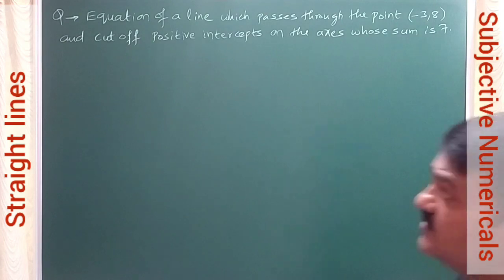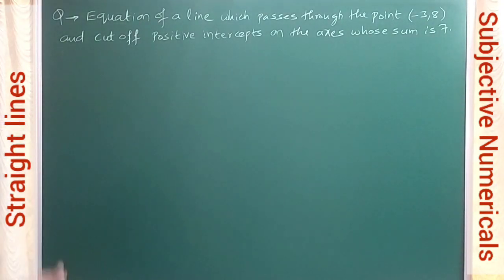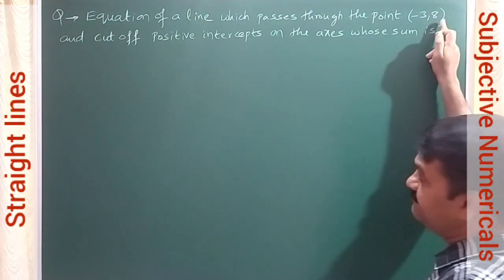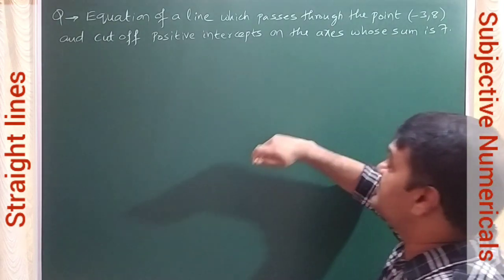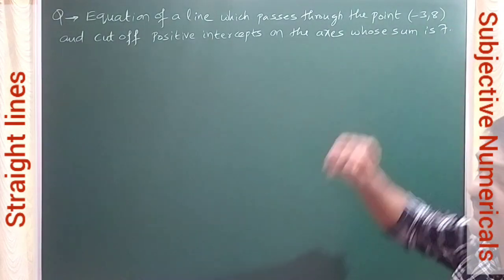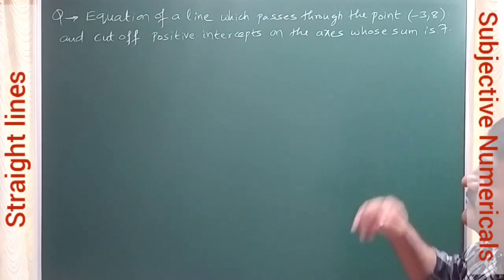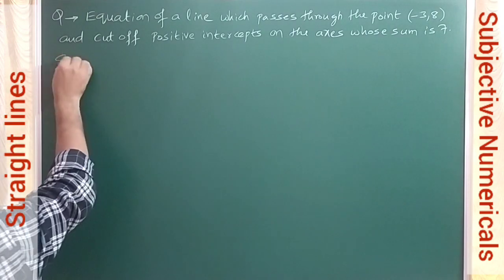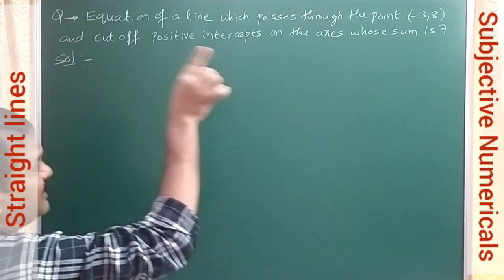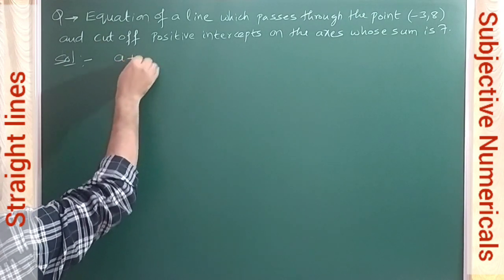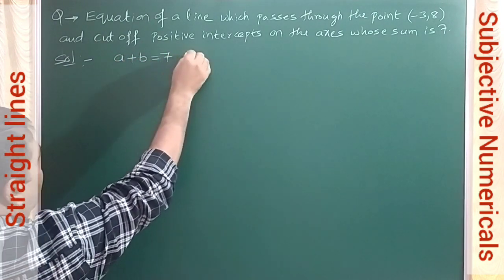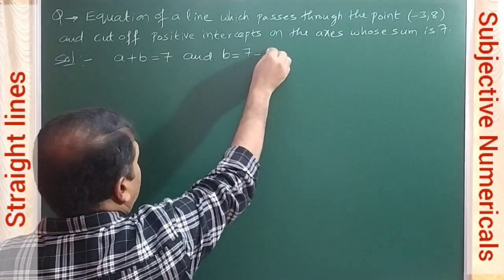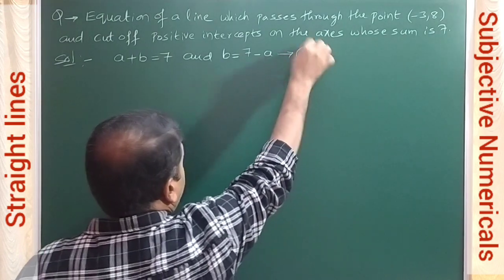So here this is the third question on board. Equation of a line which passes through the point (-3, 8) and cuts off positive intercepts on the axes whose sum is 7. So the sum of intercepts cut off on the axes is given as 7. So therefore if A and B are the x and y intercepts, A plus B is equal to 7. That means I can take B is equal to 7 minus A for solving purposes.